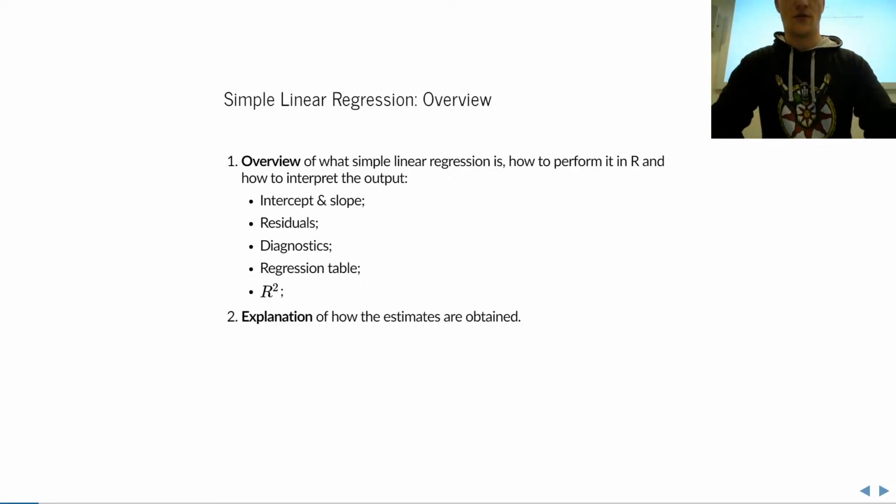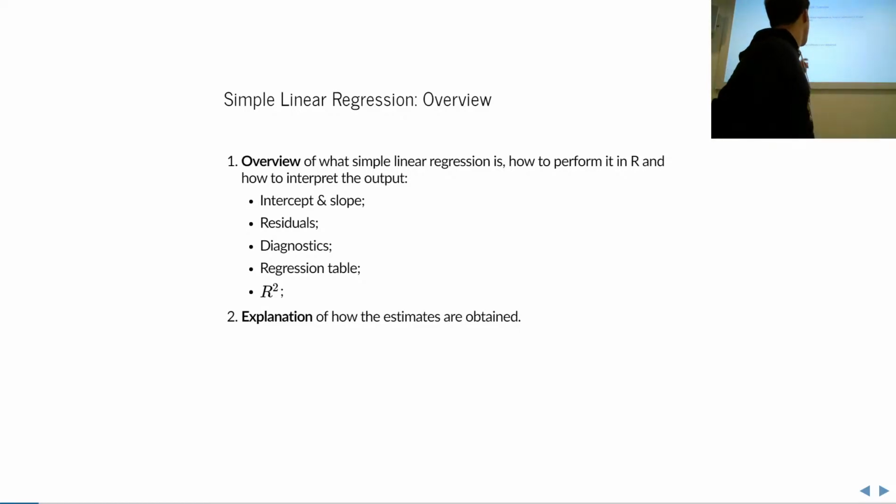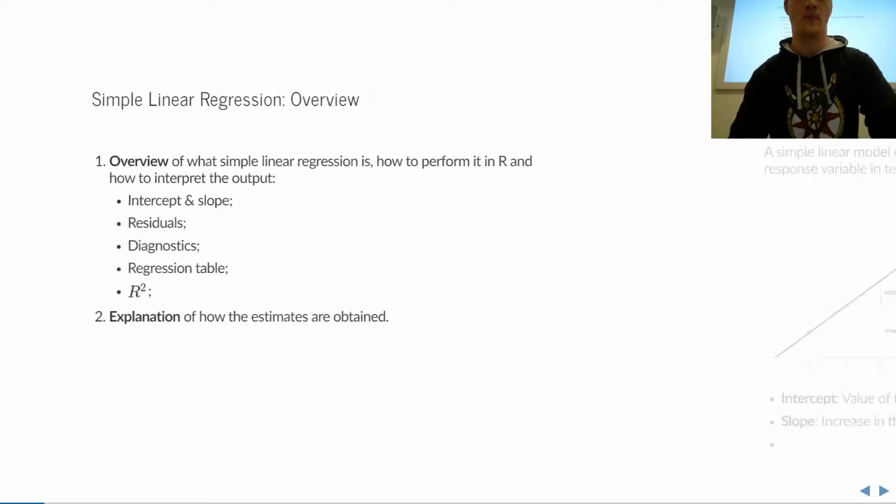Then we're going to have a short break. We're only going to do the first part. The second part is only for advanced statistics. If you're interested in how the estimates are obtained, it's called least squares, or also ordinary least squares, OLS. I can recommend some books that explain it well, but for the purpose of this course, you don't have to know how it works exactly.